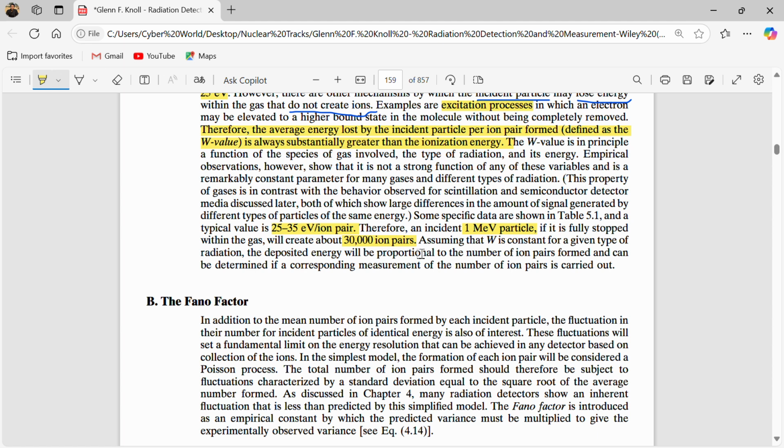The deposited energy will be proportional to the number of ion pairs formed and can be determined if the corresponding measurement of the number of ion pairs is carried out.